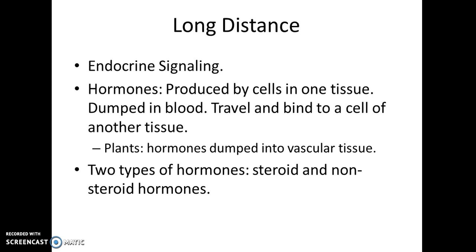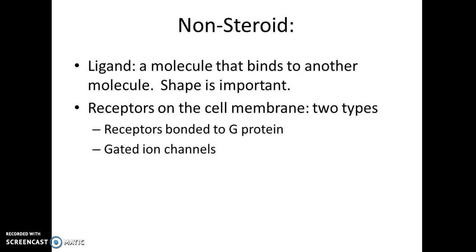There are two types of hormones. There's steroid and non-steroid hormones. We're going to talk about non-steroids first because they're a little more complicated than the steroid hormones. So in order to start our discussion of hormones, we're going to know what a ligand is. It is a molecule that binds to another molecule. And shape is extremely important. And you know that shape is everything. So if the ligand is the right shape, it'll bind to the right molecule, specifically receptors on the cell membrane.